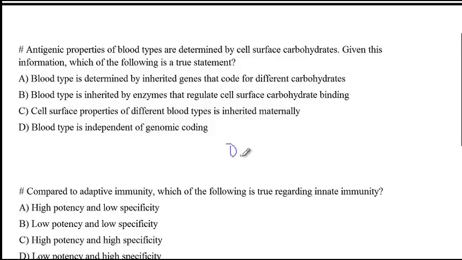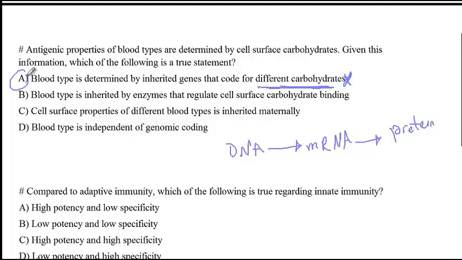Well, if you know genes have DNA, and DNA produces mRNA, and then mRNA produces proteins, which can function as enzymes, structural proteins, channels, or other stuff, right? So blood type is determined by inherited genes. So far that is correct. That code for different carbohydrates? No. Our genes don't code for carbohydrates, they code for different proteins and enzymes. Now these proteins and enzymes can alter the structure of carbohydrates, but basically the wording of this choice is incorrect.